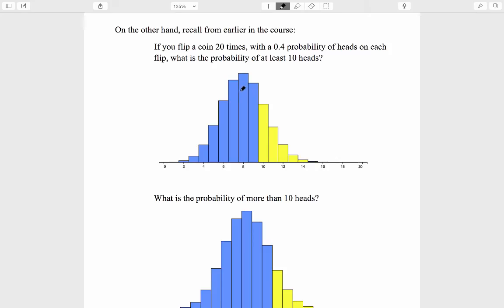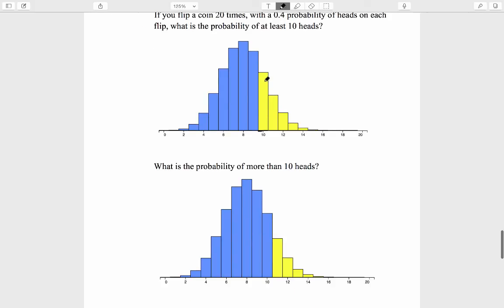On the other hand, recall from earlier in the course, if you flip a coin 20 times with a 0.4 probability of heads on each flip, what is the probability of at least 10 heads? Now the event of getting exactly 10 heads is not a single point on the number line, but rather this entire interval. Because there's no such thing as getting 10.03 heads. You can get 9 heads, or 10 heads, or 11 heads. So the event at least 10 heads includes exactly 10, but the event more than 10 heads does not include exactly 10, and there's a big difference.